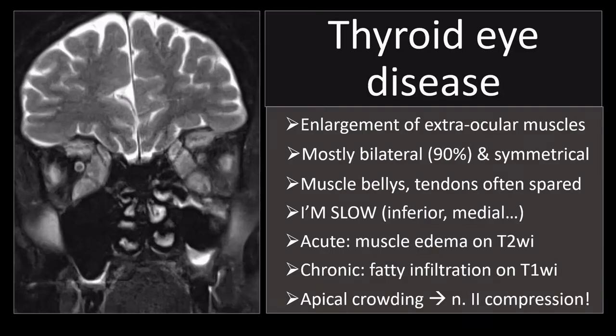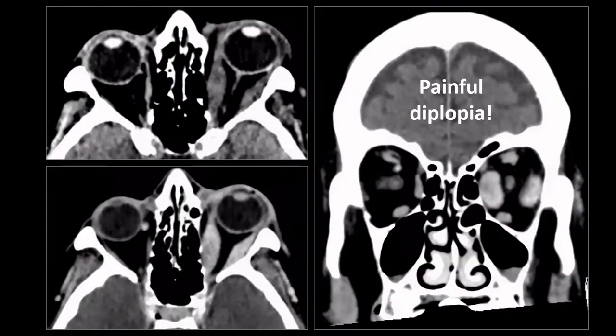And something you always have to evaluate is the presence of apical crowding, and you can use the Barrett index to give a more quantitative estimate of the risk for the optic nerve.